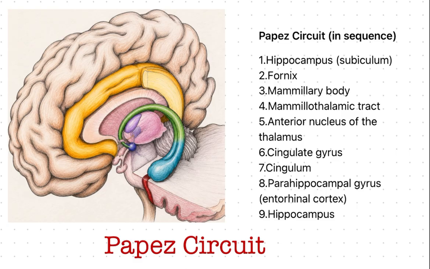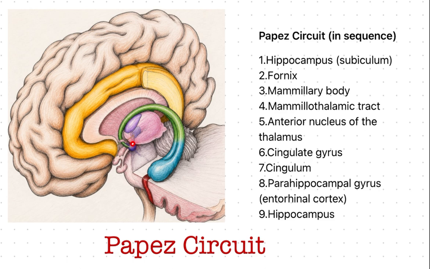So now let us look at the surgical relevance. It will help us to remember also. First, the fornix. This is highly vulnerable during approaches to the lateral and third ventricle, especially when we are doing endoscopy, third ventriculostomy, or removing a third ventricular tumor through the foramen of Monro approach. Bilateral fornix injury can produce severe anterograde amnesia.